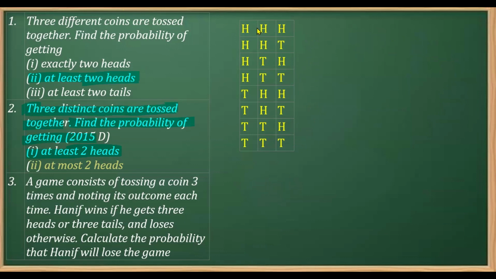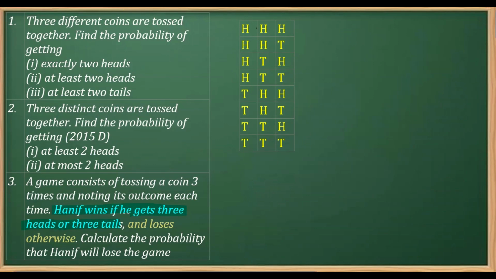Now I'll do the last part here. In the last part, what is it? It says a game consists of tossing a coin 3 times, which is the same as tossing 3 coins 1 time, noting the outcomes each time. Hanif wins if he gets 3 heads or 3 tails. Right, this is the condition for winning the game, and he loses otherwise.